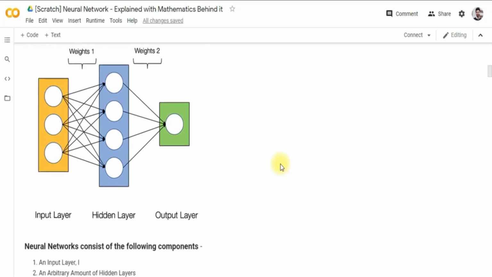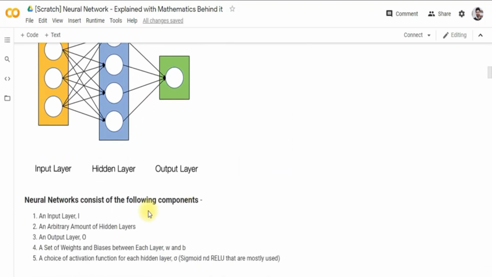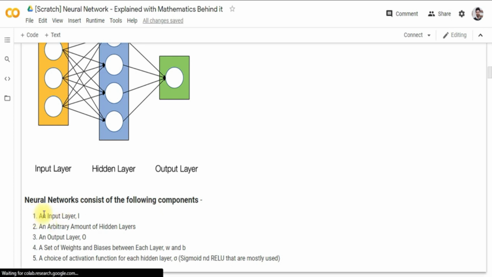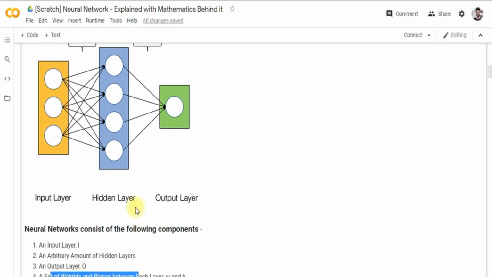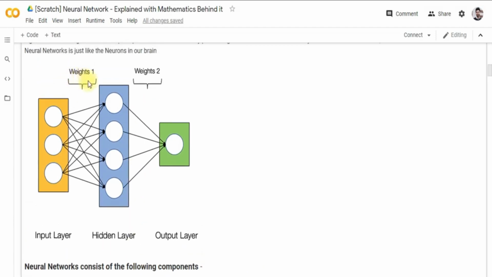So these are the key components in a neural network. The first is the input layer. Second is an arbitrary number of hidden layers that we can use to process our data, and then the output layer. And then there are some weights and biases added to each layer. As you can see, it has weights.